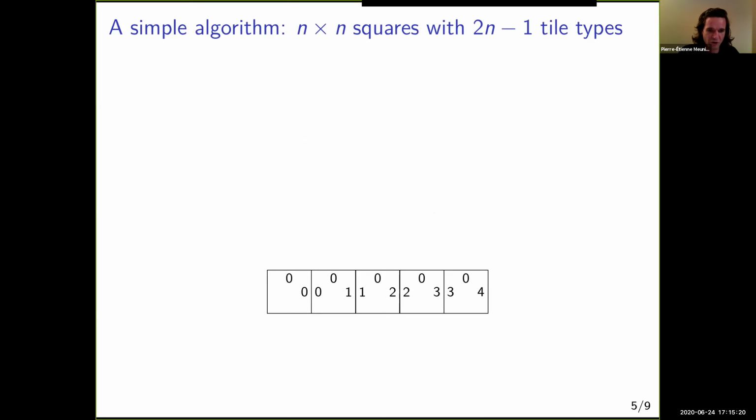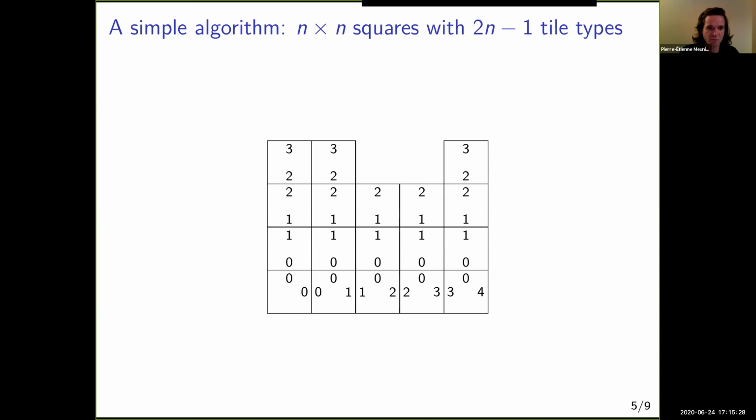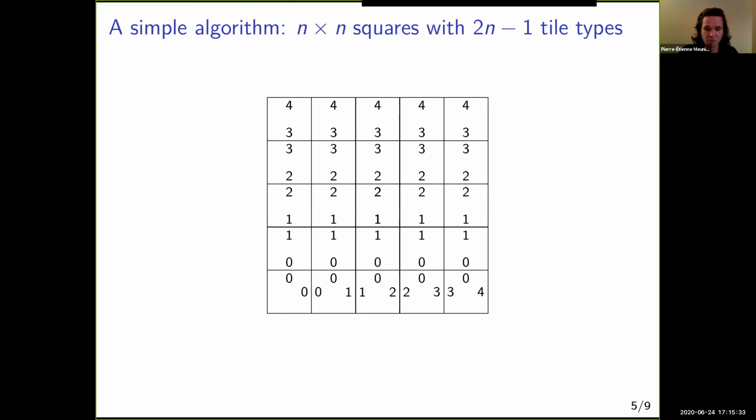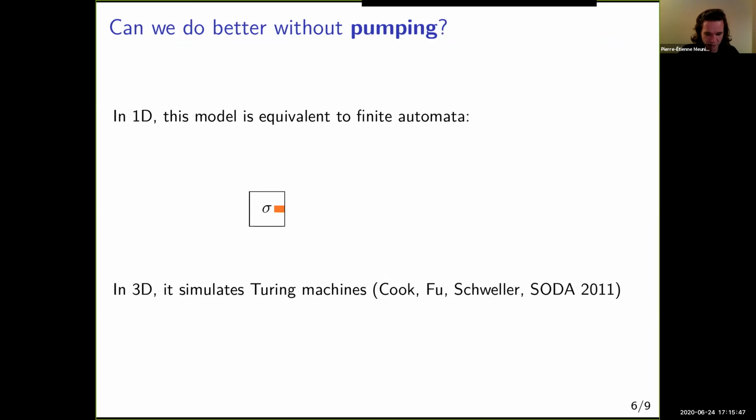This algorithm works by first hard coding a single row using n different tile types, and then doing the same for the columns, hard coding every single column. But we can reuse the tiles for one column for the other, and we can actually let all the tiles in all the columns be the same. So here we've built a 5x5 square with only 9 tile types, which is more efficient than the hard coded n squared tile types. And the question is, can we do better than that without pumping?